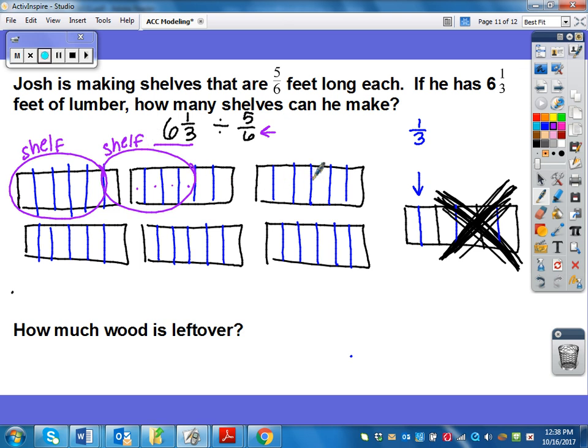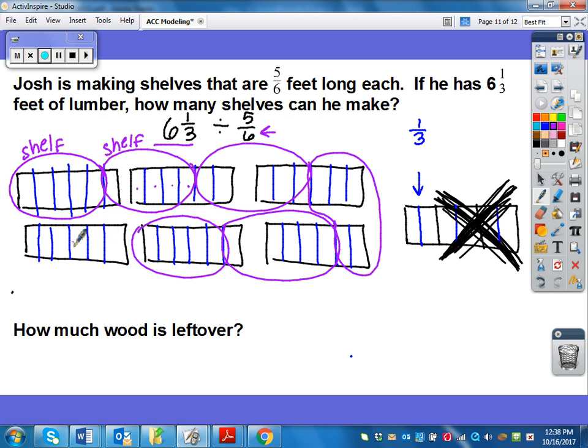1, 2, 3, 4, 5. 1, 2, 3. Oh man, I need to add in 2 more over here. 1, 2, 3, 4, 5. Again, 1, 2, 3, 4, 5. Oh, now I have a little piece over here. So that is 1 piece, but I needed 5. And I have 2 pieces over here. I'm going to use a different color to highlight those extra pieces that I have. 1, 2, 3. I have 3 extra pieces of wood, and I needed 5 pieces to make a full shelf.